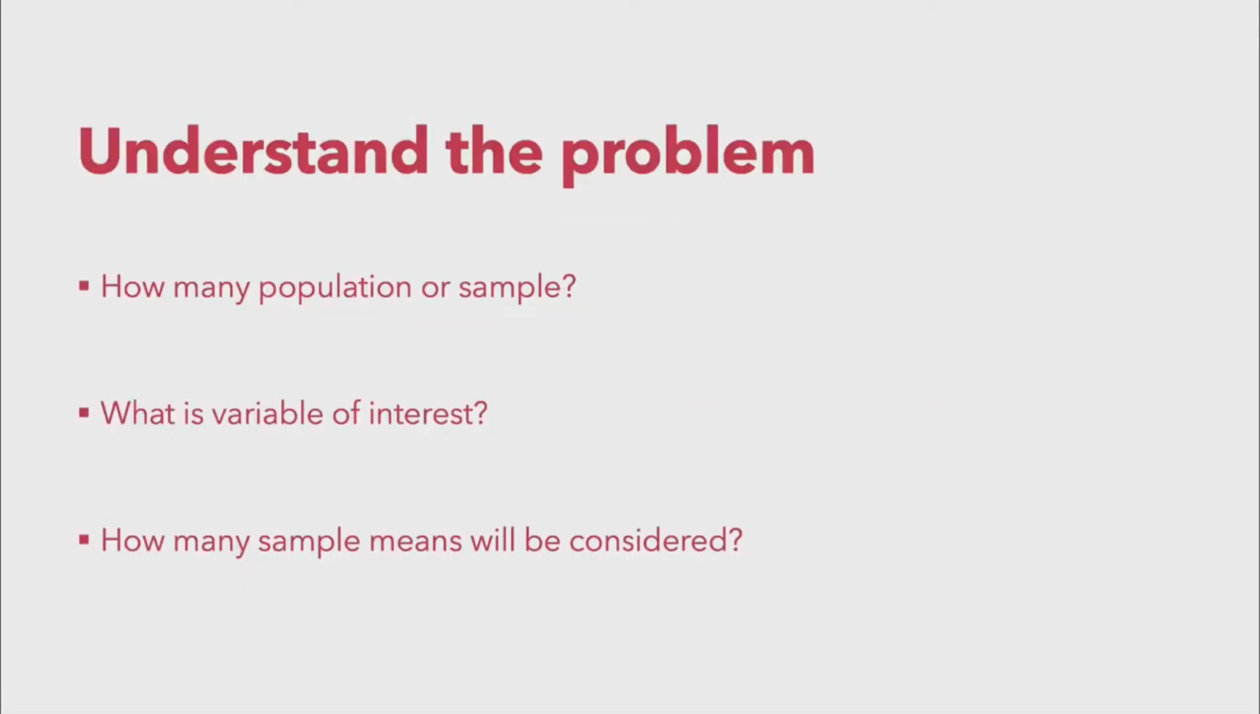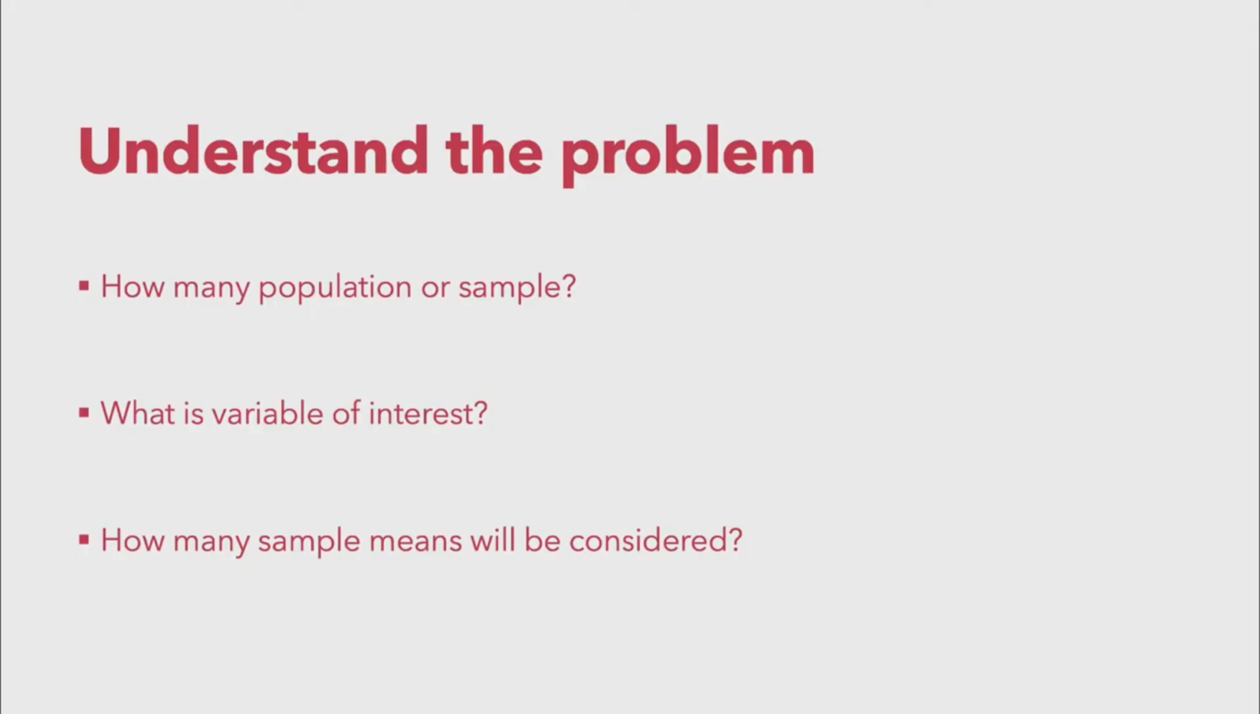Let us understand the problem more clearly. How many populations or samples are there? In this case, there are two samples, one of plant height based on fertilizer F1 and the other of plant height based on fertilizer F2. What is the variable of interest in this case? It is the height of the plant, which is also our test variable. How many sample means would be considered? Because there are two samples, we would be considering two sample means.